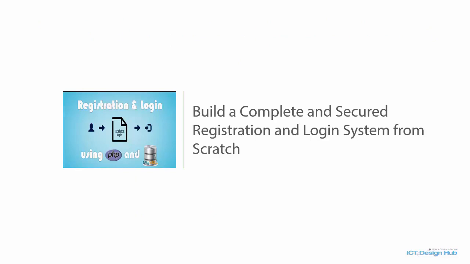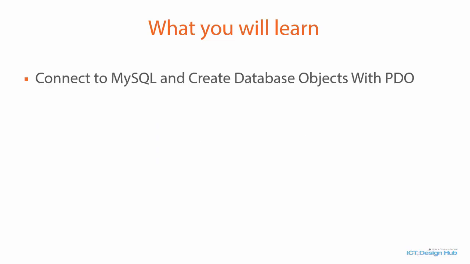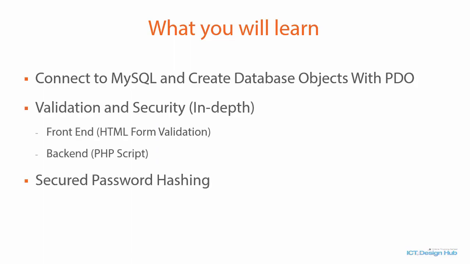In this series, you will learn how to develop a complete and secured login and registration system using PHP and MySQL database from scratch. You're going to learn how to connect and manipulate database objects using PDO, PHP Data Objects. You're going to learn about validation and in-depth system security with focus on HTML form validation and PHP script security. You will learn about secured password hashing in PHP using PHP hashing algorithm. You're also going to learn how to register and authenticate users into your system.